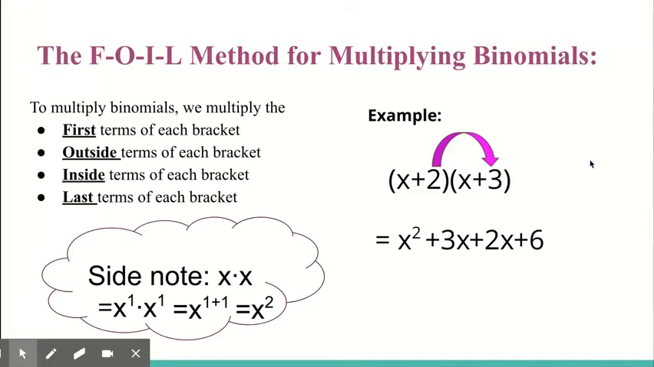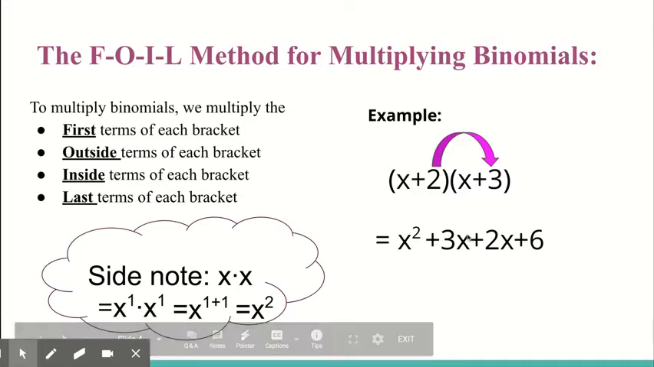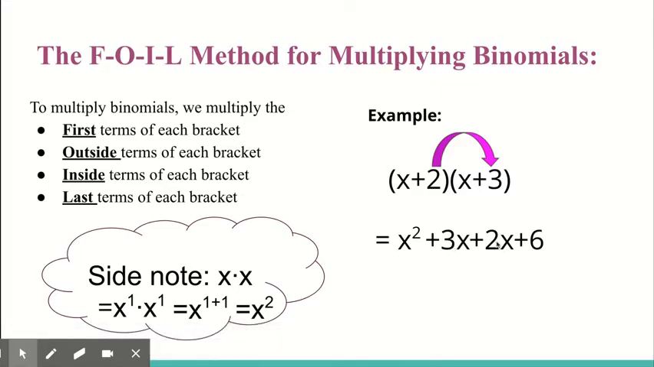Now, remember, we always need to simplify our polynomials. So when we're simplifying, we collect the like terms. So the like terms here are my 3x and my 2x, because they have the same variable with the same exponent of the imaginary 1. So we can simplify this only.